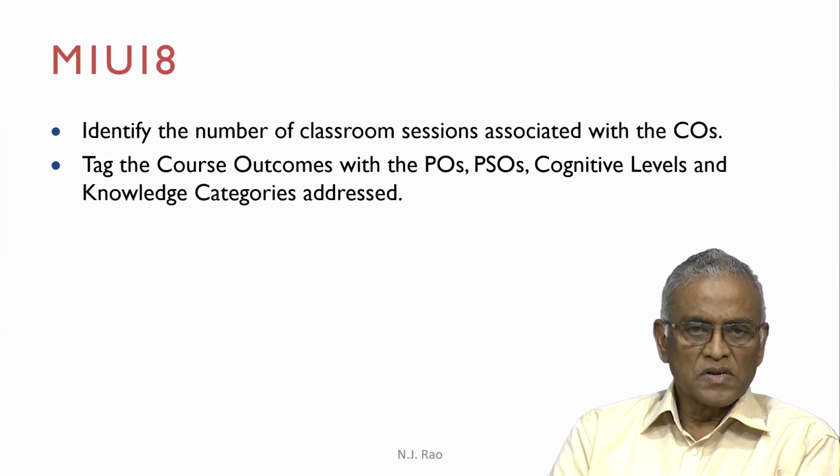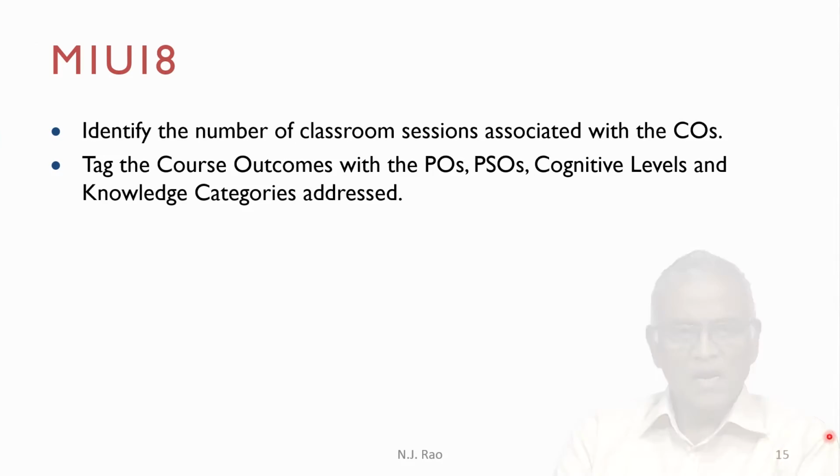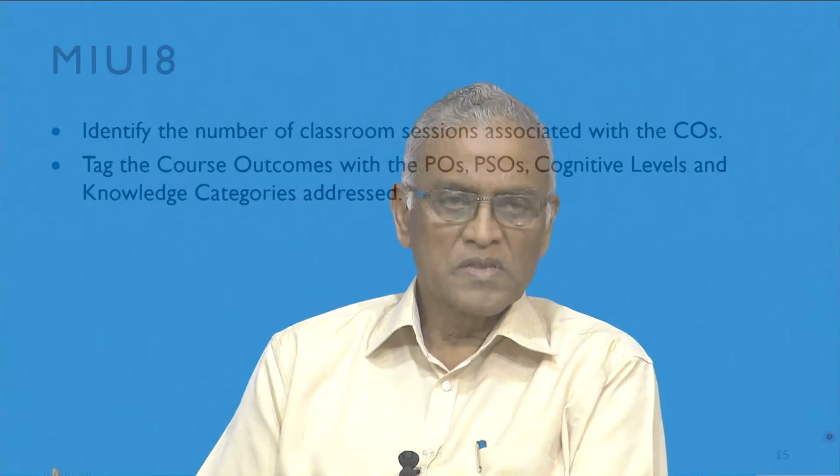Now in the next unit, 18, we will try to identify the number of class sessions associated with COs and tag each course outcome with the POs, PSOs, cognitive levels and knowledge categories addressed. Okay, that will be the next unit.